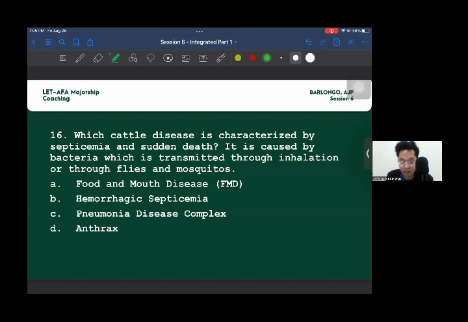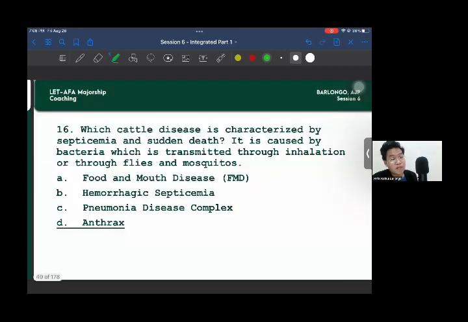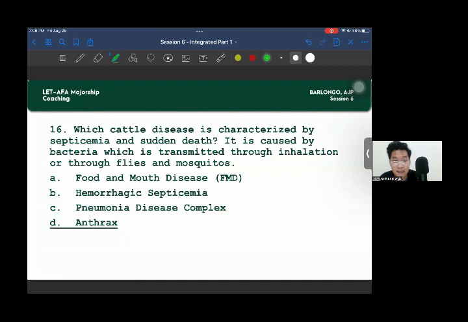Okay, next. So which cattle disease is characterized by septicemia and sudden death? It is caused by a bacteria that is transmitted through inhalation or through flies and mosquito. So the answer for this one is letter D, which is anthrax. So this one has already been discussed sa ating animal science.